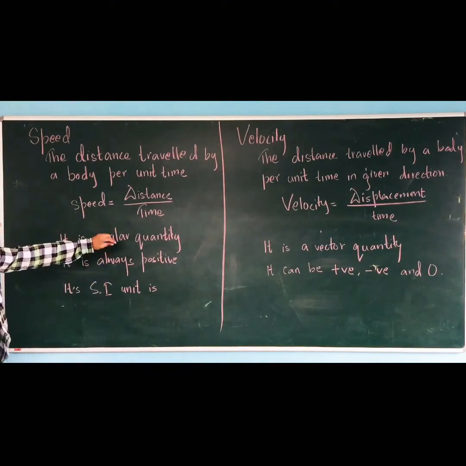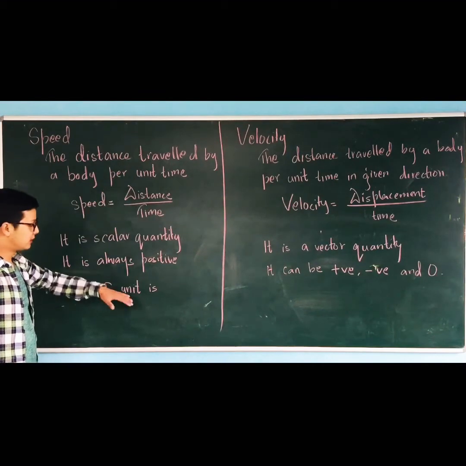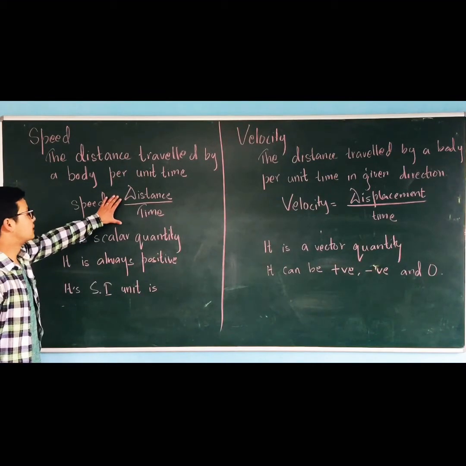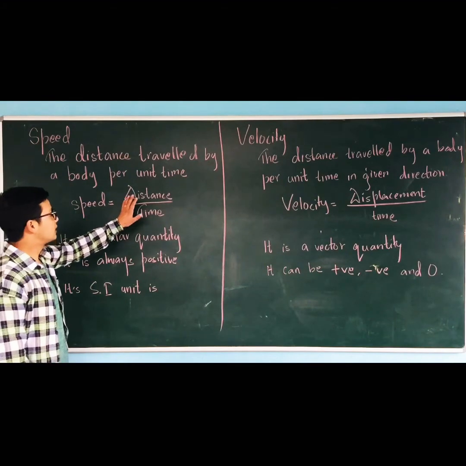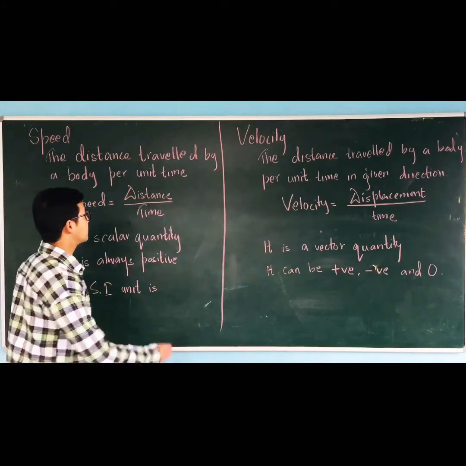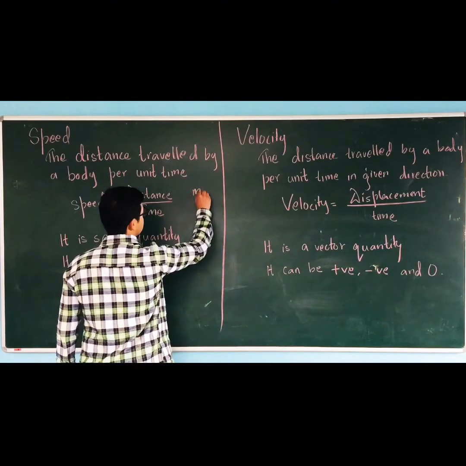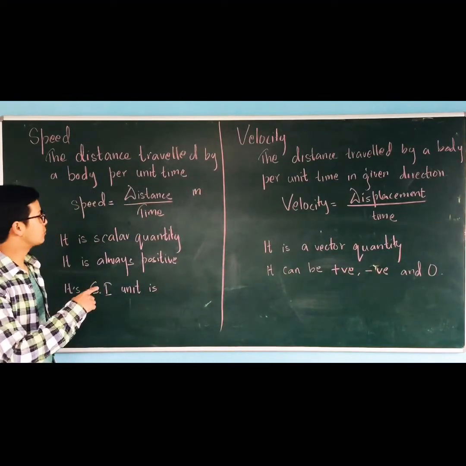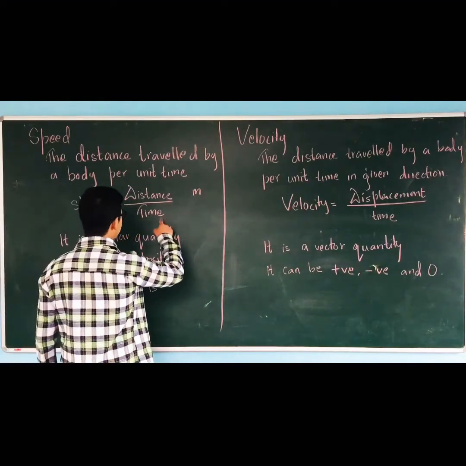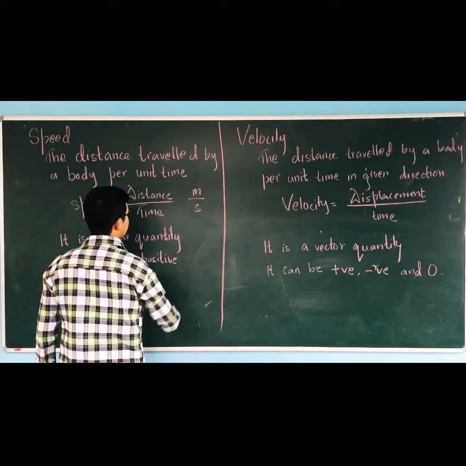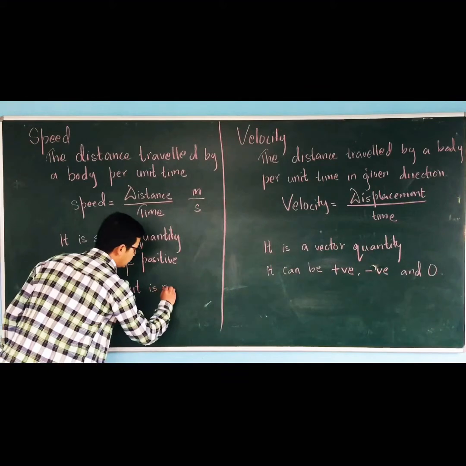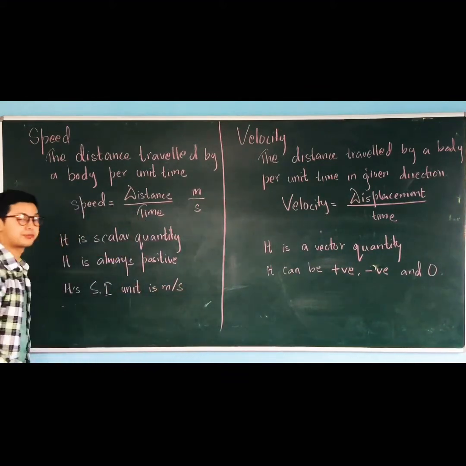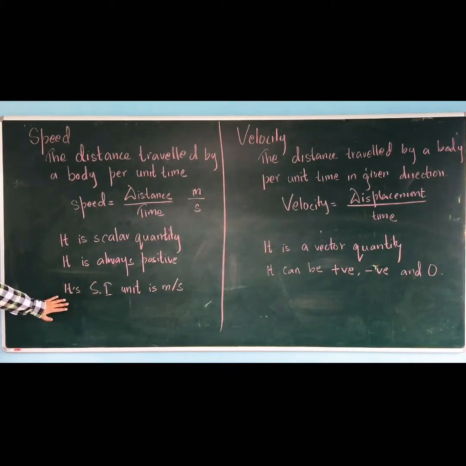Now we will derive the SI unit from the mathematical formula. The SI unit of distance is meter, right? SI unit of distance is meter and SI unit of time is second. So the SI unit for speed is meter per second. Okay, so this is for the speed.